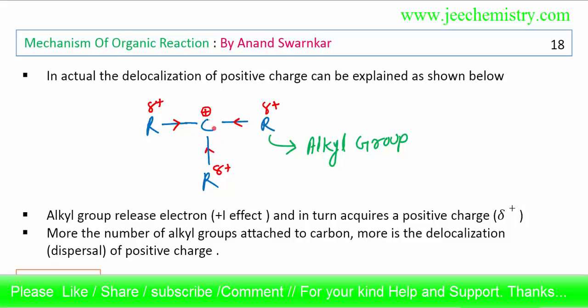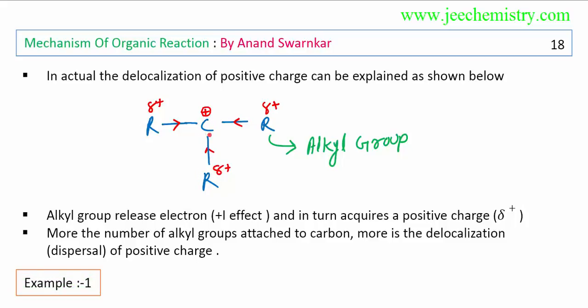Here the alkyl group has a plus charge, so it will provide a lone pair, providing electrons to the electron deficient carbon atom to stabilize this plus charge. Alkyl groups release electrons through the plus I effect, which in turn disperses the positive charge. The more alkyl groups attached to the carbon, the more the positive charge is dispersed, so it will stabilize the plus charge.